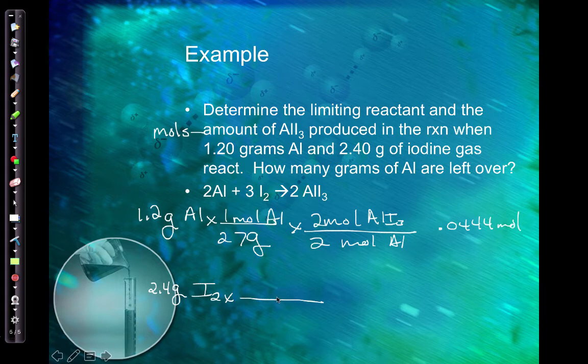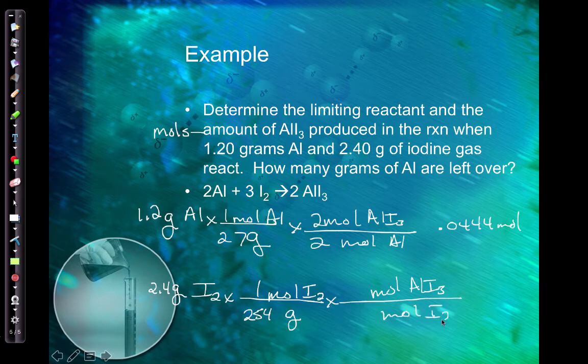All right, so now we're going to do the same thing for the iodine. We're going to go from grams of iodine to moles of my product. So if I want to go to something else, I have to be in moles. So I'm going to go to moles of iodine. 1 mole weighs 254 grams because remember it's I2. So now when we have moles on top of moles, we're going to look at the coefficients. So there's 3 iodines for every 2 of my product. So that means it's going to be 0.00629.